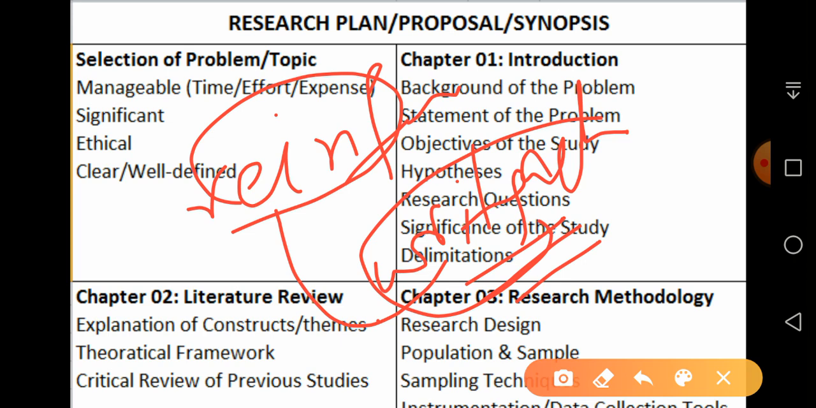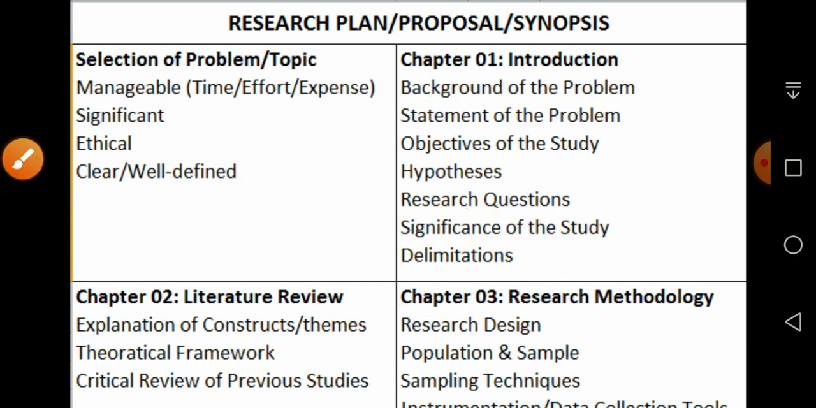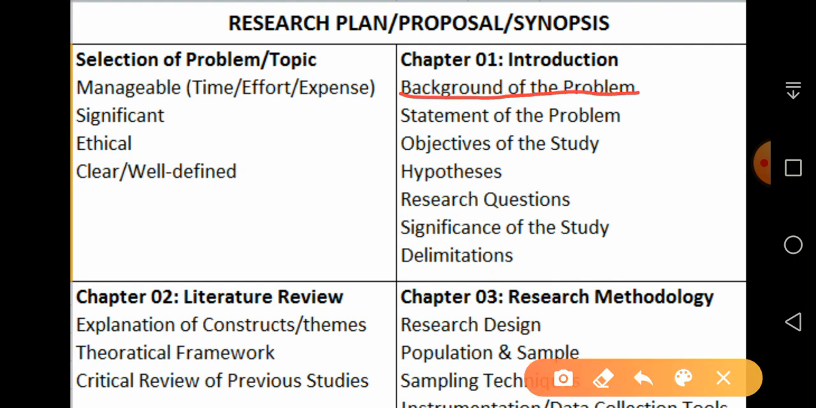So 3 or 4 paragraphs you have to write under this heading known as background of the problem. Then you will come to statement of the problem.